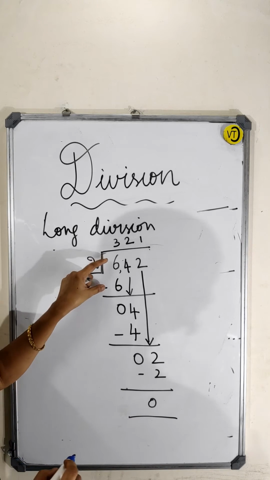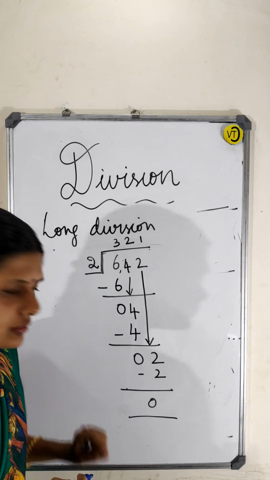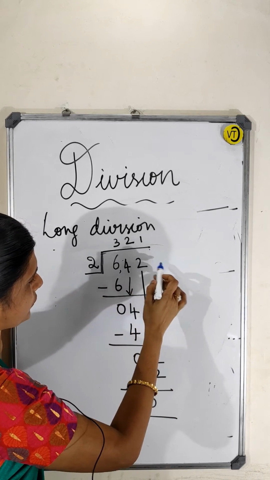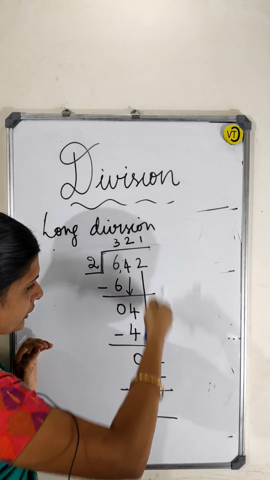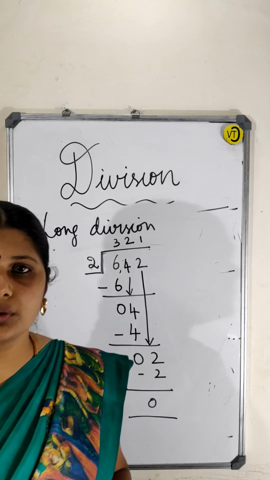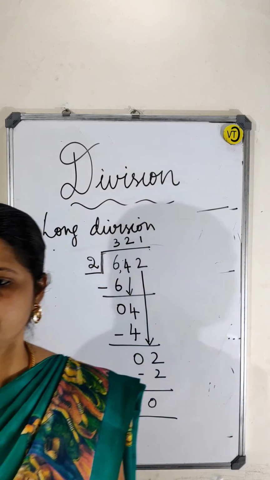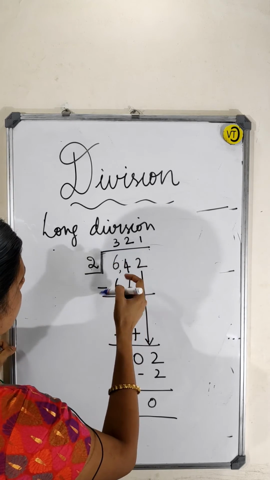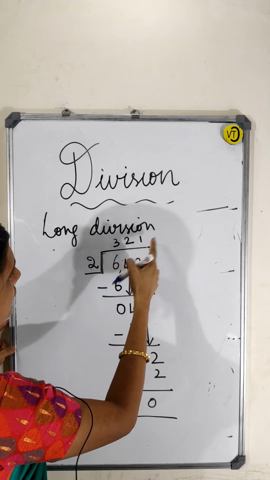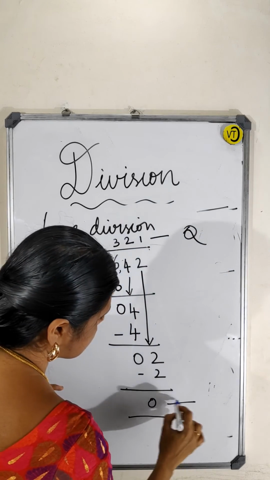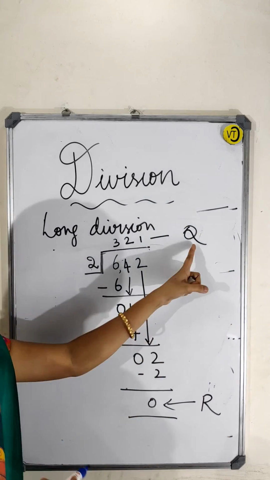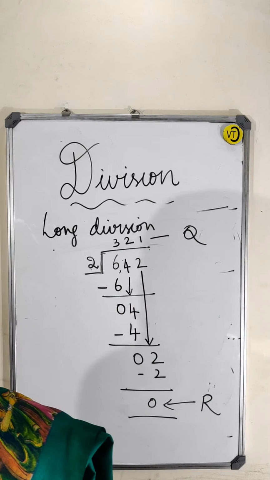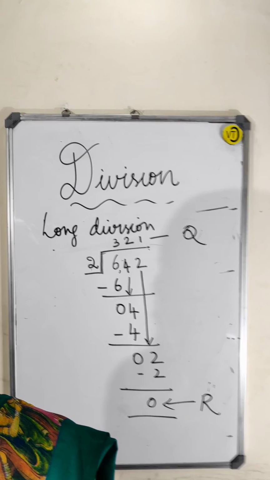You have to repeat the process until you get a 0 or a remainder, whatever it is, bringing the numbers down one by one. Continue the same process. So the answer here is what? 642 divided by 2 is 321, which is the quotient. This is the remainder. Q is the quotient, R is the remainder. Okay, so the long division method is over.